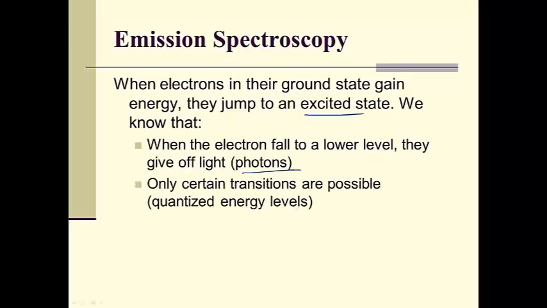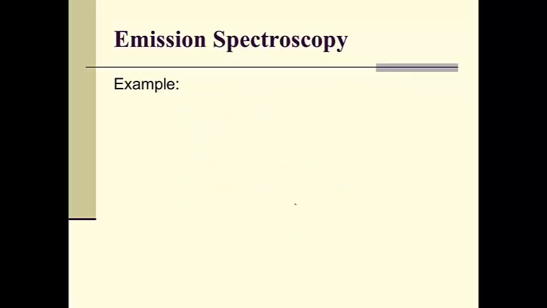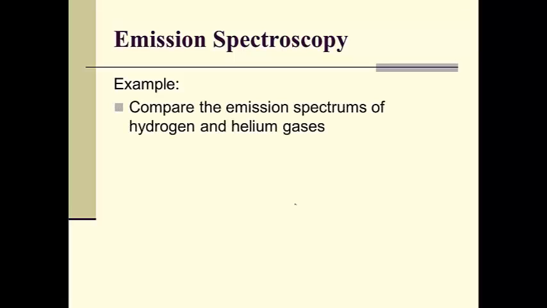And we know that they can only jump to certain energy levels. They can't jump just anywhere. It's like walking up a ladder, not walking up a ramp. So the energy levels are quantized. And if we analyze the light, we can figure out which energy transitions were taking place. So, for example, compare the emission spectrums of hydrogen and helium gases.